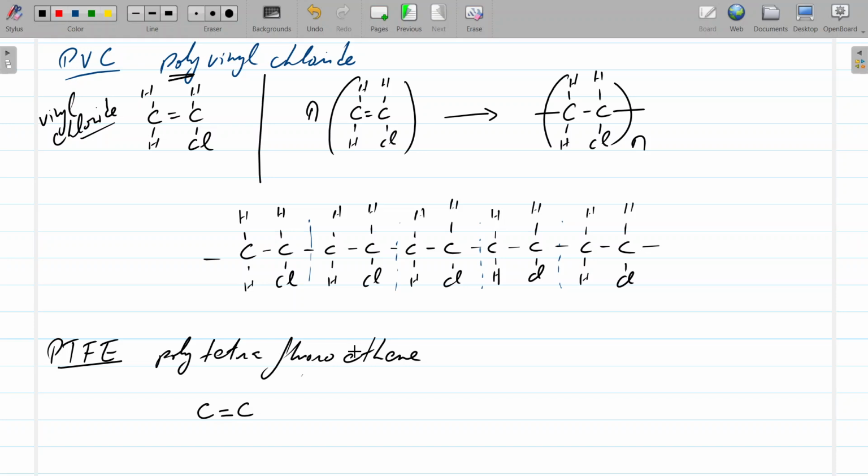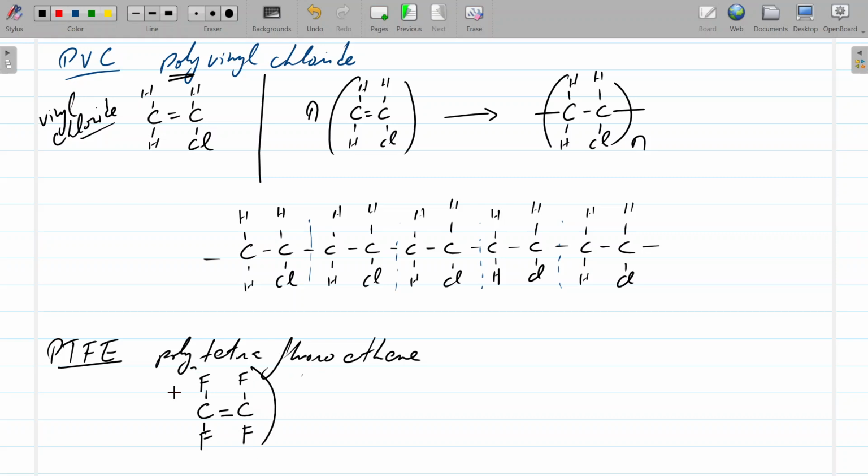It's not FLOW. Fluoro. FLUORO. Do you know any element that has a similar name such as fluoro? Fluorine. And so this guy has 4 fluorines instead of the hydrogens. This is what the molecule of tetrafluoroethene looks like.